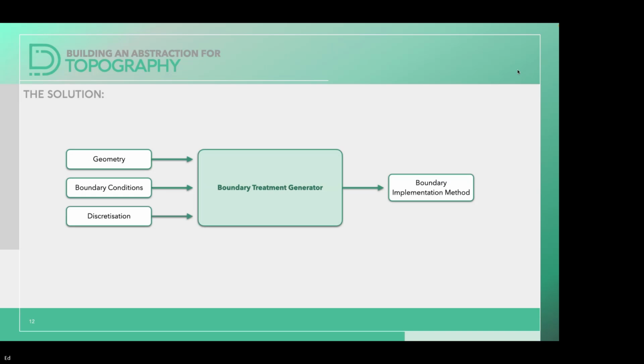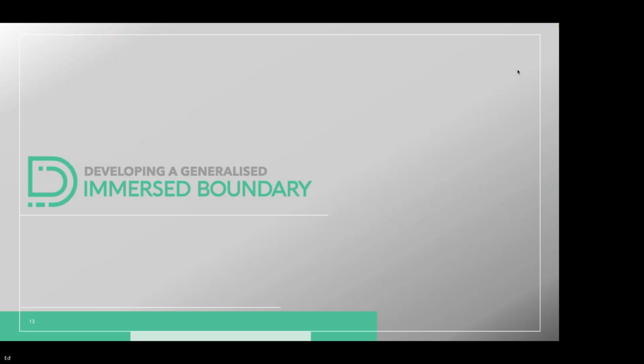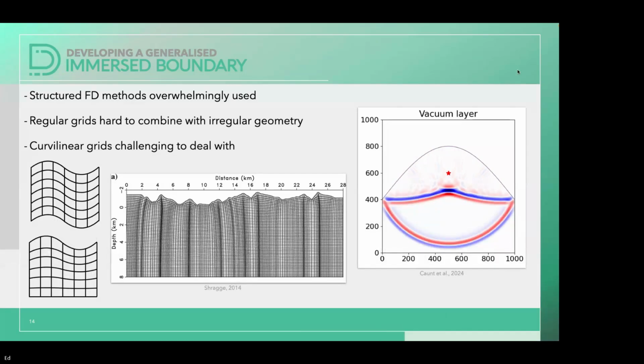But for the moment, what we really care about is what actually is this thing on the right? I've said a boundary implementation method, but how are we going to implement this? The way we're going to do this is we're going to use something called an immersed boundary. So firstly, we can talk about finite difference methods.